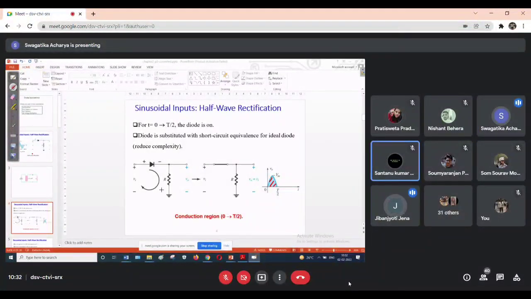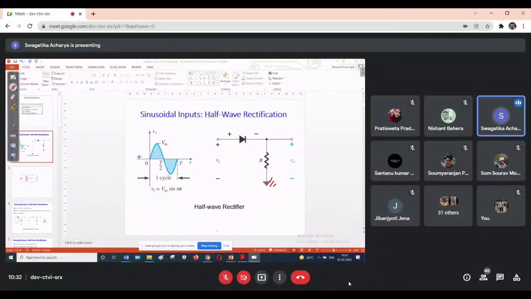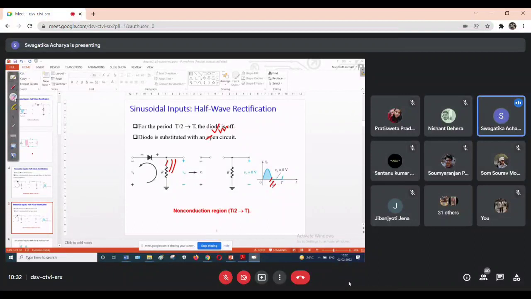Now, coming to the negative half. Now we will put this negative half. Negative half means minus Vm. Yes or no? Yes, ma'am. So here minus Vm will be applied, right? Minus Vm will be applied. So we will see what it will look like. As I have already told you, minus Vm will be applied here.